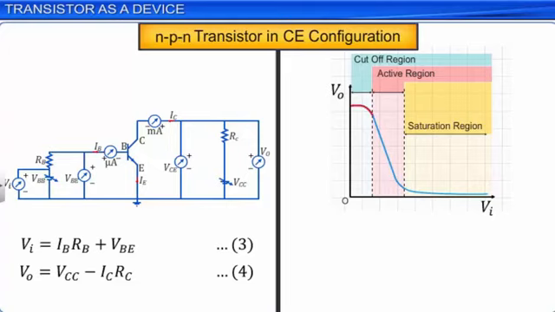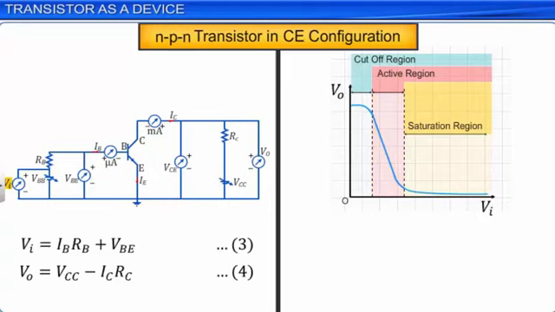Then from equation 4, the output voltage VO is equal to VCC. When the input voltage VI becomes greater than 0.6 volts, the transistor goes into the active state. In the active state of the transistor, the collector current IC increases linearly with increase in input voltage Vi.